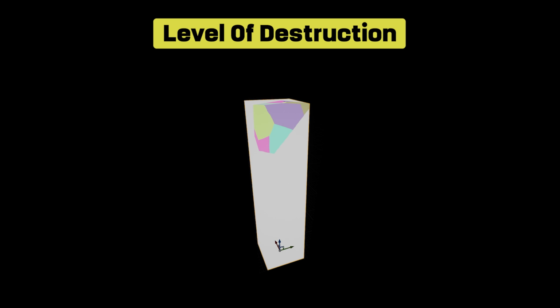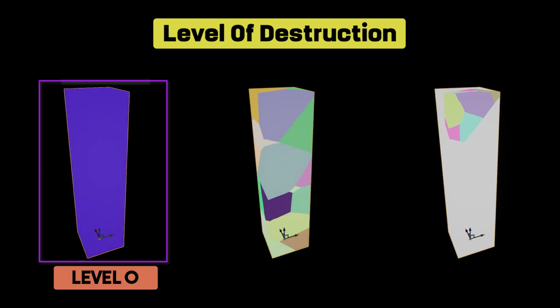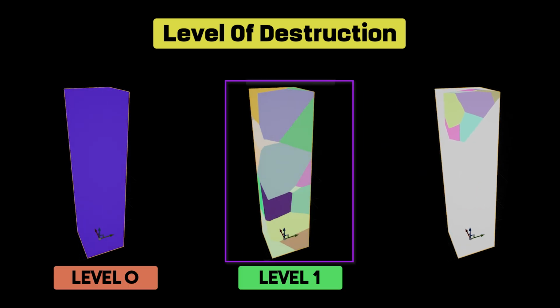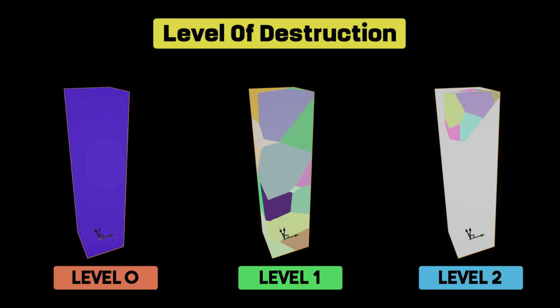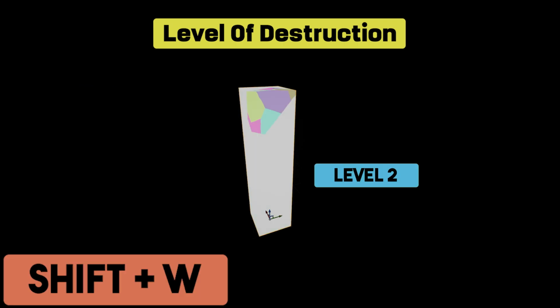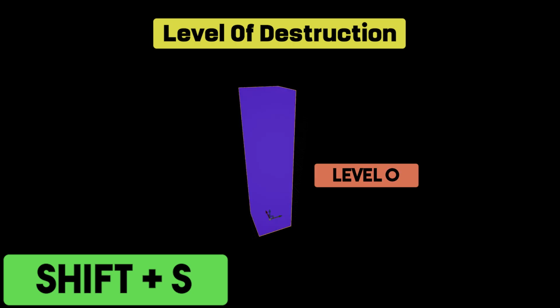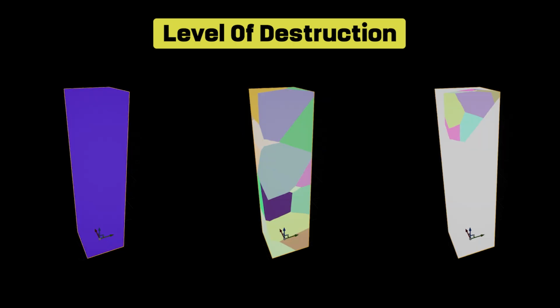As it stands, our pillar has 3 of these. Level 0, the initial state of our pillar, Level 1, our first 20 region fracture, and Level 2, our second 20 region fracture. In order to visualize one of these levels at a time, you can use the Shift-W key to go down the level or Shift-S to go up a level. These levels of destruction are also referred to as clusters.